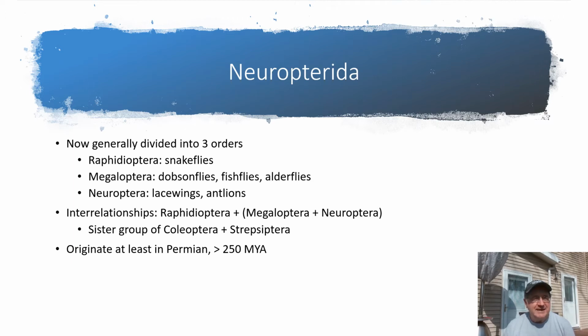This is a group of orders where there are abundant fossils for some groups and not too many for others, but it seems that they originated quite a while ago, at least in the Permian. So we're talking more than 250 million years ago. And so all of those fossils, of course, are going to be compression fossils, primarily of wings. And because these things are generally pretty soft-bodied, they don't preserve well as compression fossils in terms of being able to distinguish features of the morphology of the body.